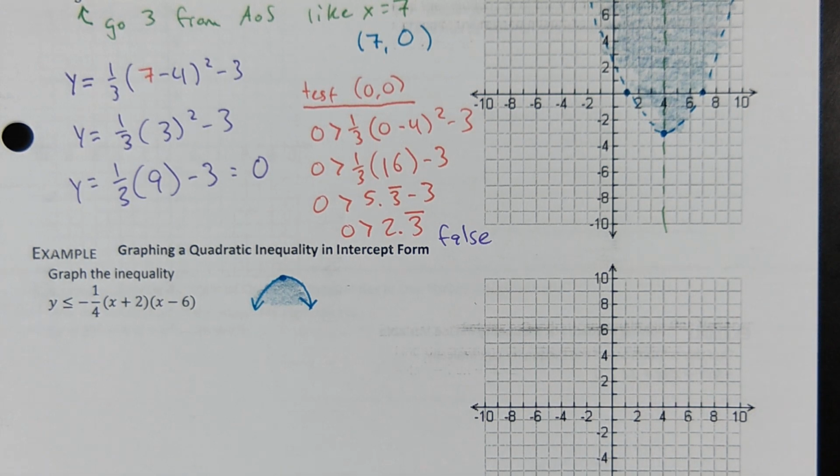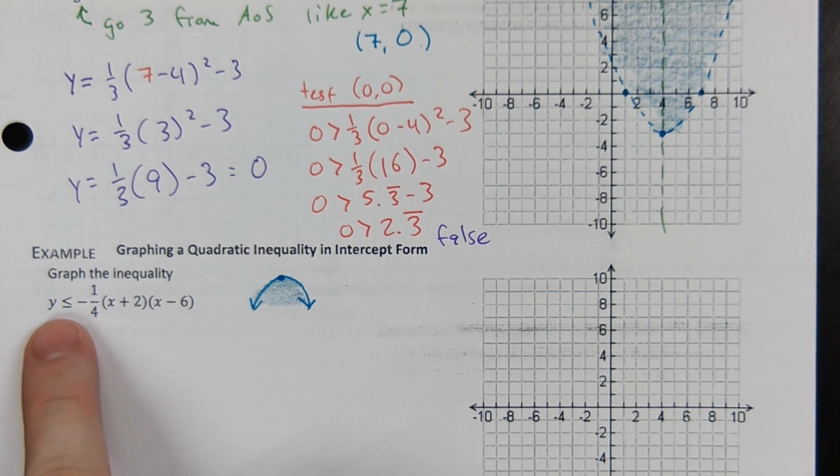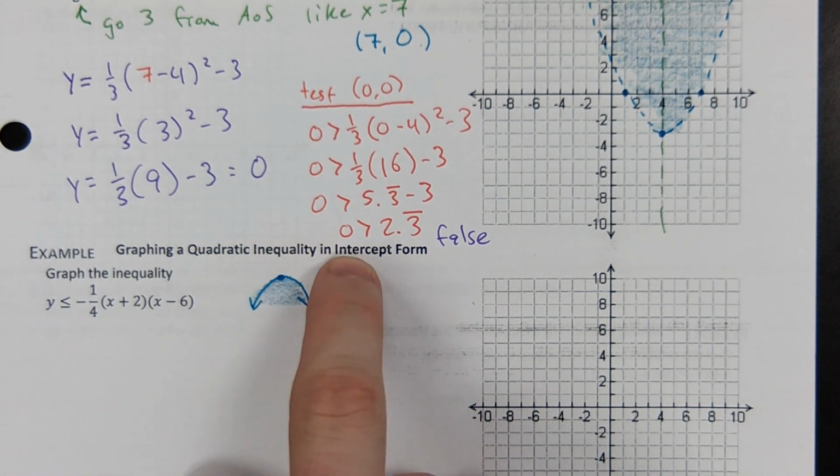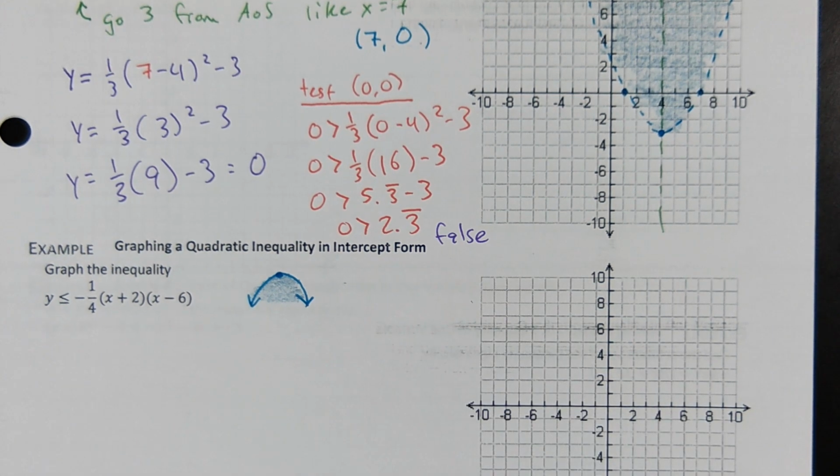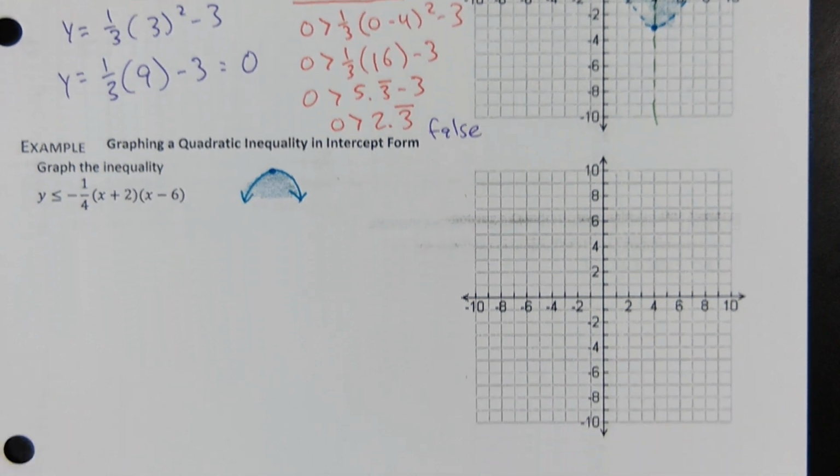Comfortable with that idea? Yes or no? One more time. The orientation of the curve is unimportant when you're asking yourself above the vertex or below the vertex. Okay? If this had said greater than instead of less than, I would have said above the vertex and I would have shaded outside the curve. Because it's just above or below. That's all that we're asking ourselves.